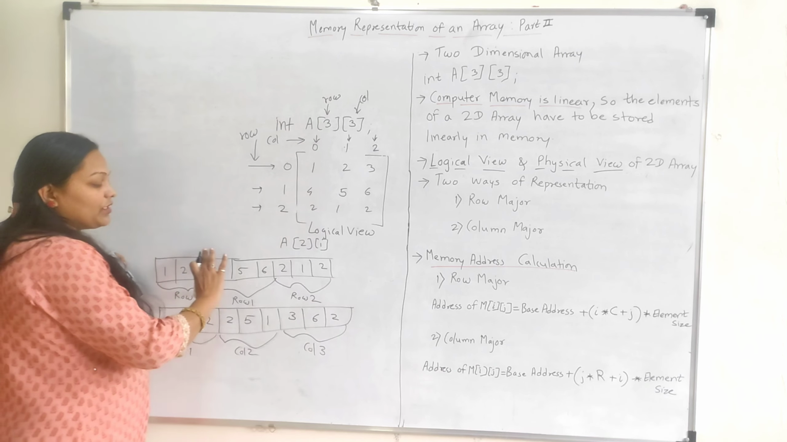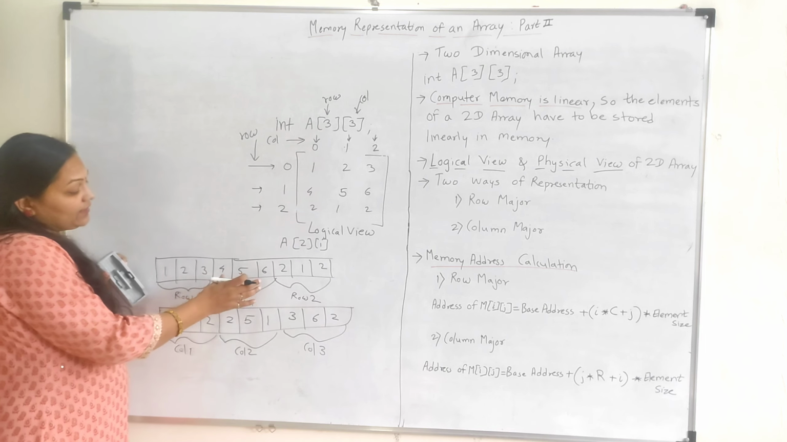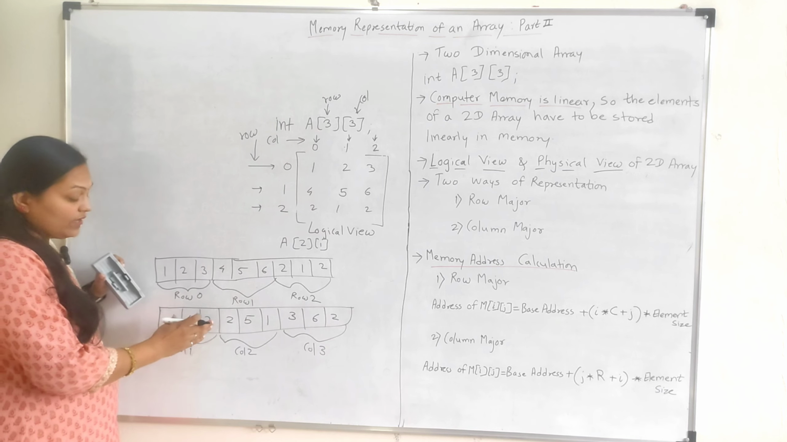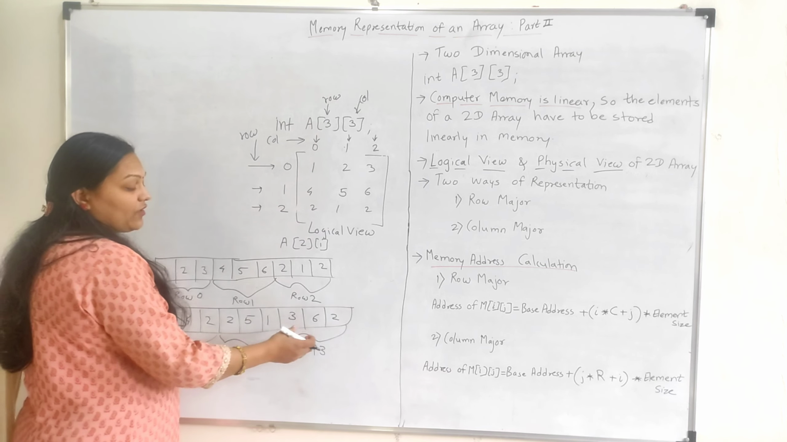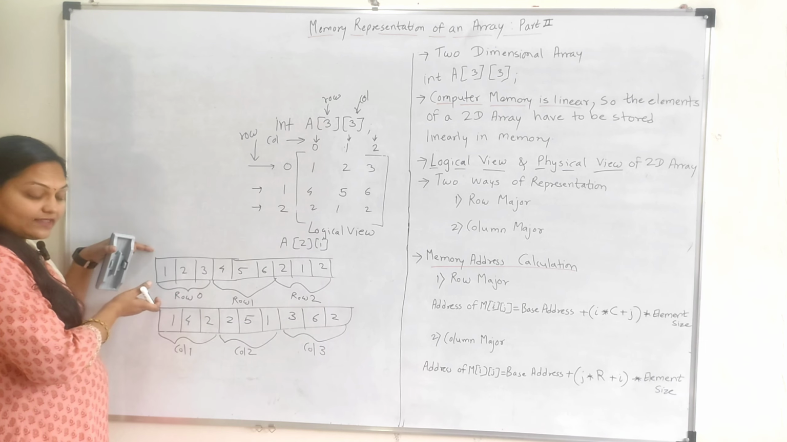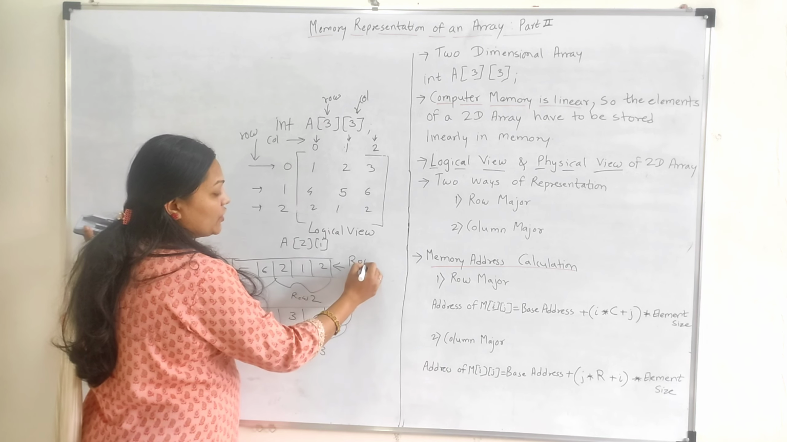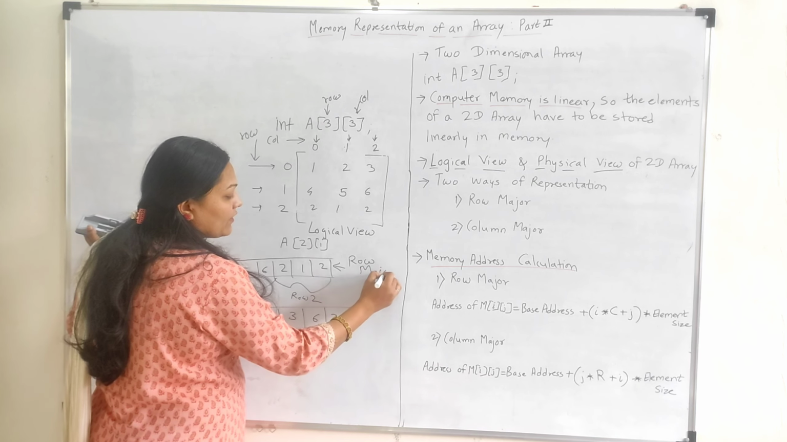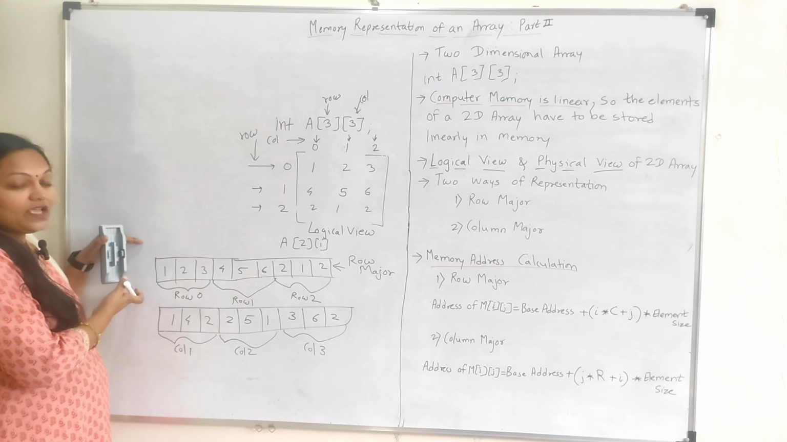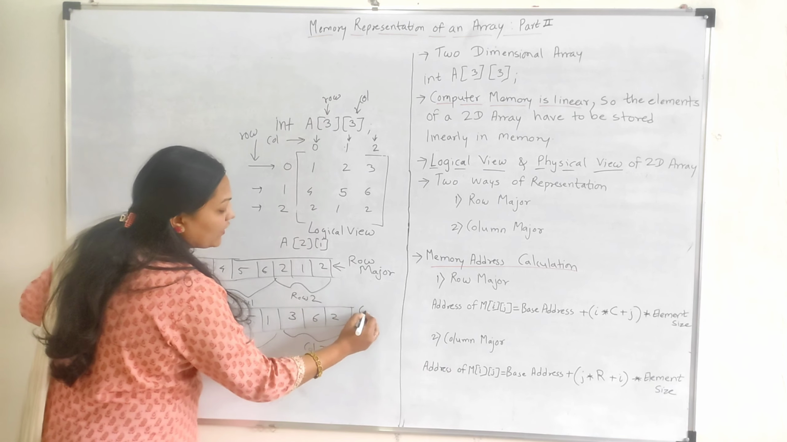So here we are storing elements row wise, meaning we consider the first row, then the second row, then the third row. And here we are storing elements column wise: first column, second column, third column. In computer memory we can store either this way or this way. This way we can say is a row major representation of a two-dimensional array in computer memory, and this we can say is a column major.